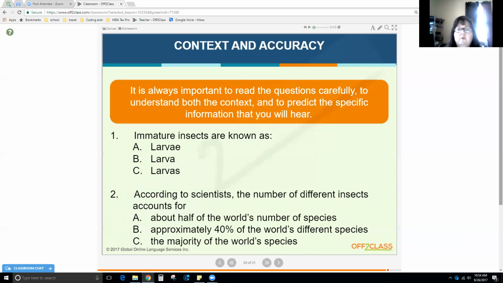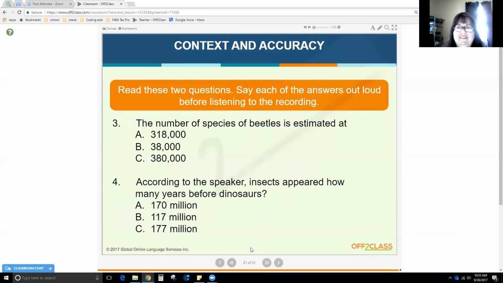Okay, so what did you get for number one? A. Larvae. Right. Okay, and number two? Number 2 will be C. Okay, that's what he told us. Okay. And this is another recording. So we're looking for the number of species of beetles. It's estimated at, and according to the speaker, insects appeared how many years before the dinosaurs? Okay, so one more.